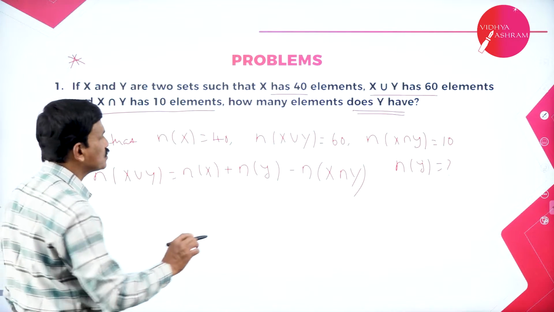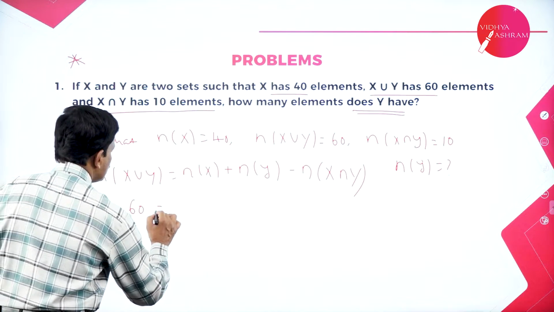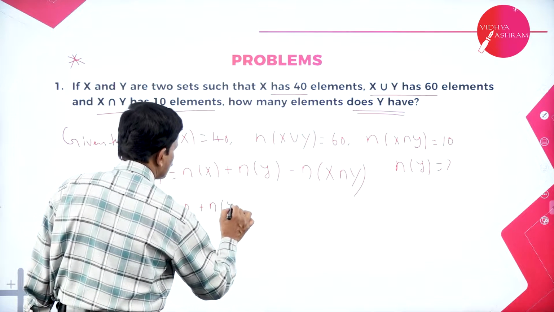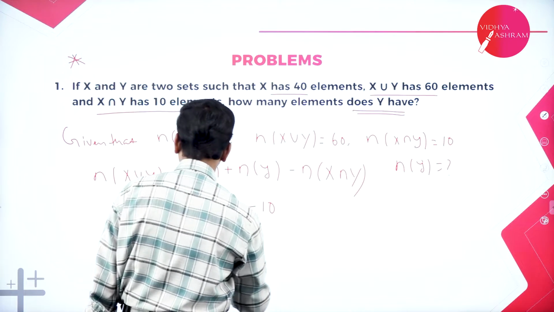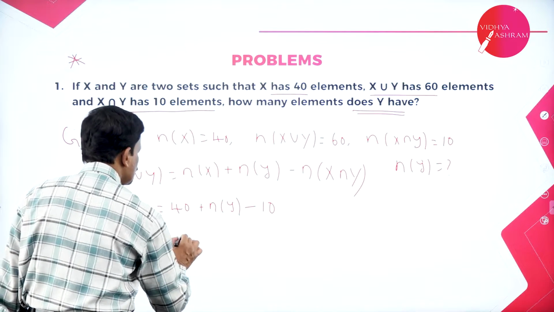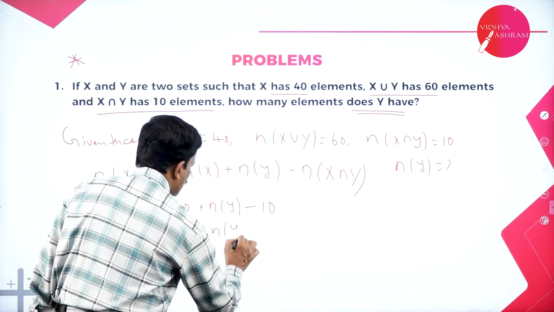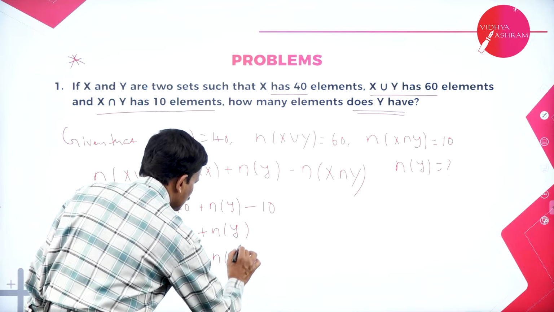Just substitute the values, that's all. What is X union Y? X union Y is 60. N of X is 40 plus N of Y, this is to be determined, minus N of X intersection Y, which is 10. So 60 is equal to 40 minus 10, which is 30, plus N of Y, or 60 minus 30 is equal to N of Y.